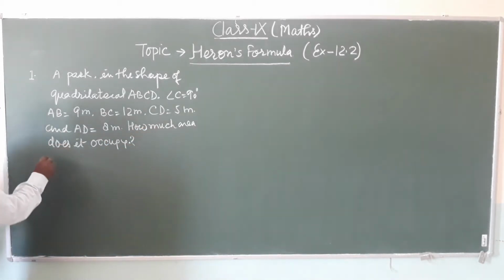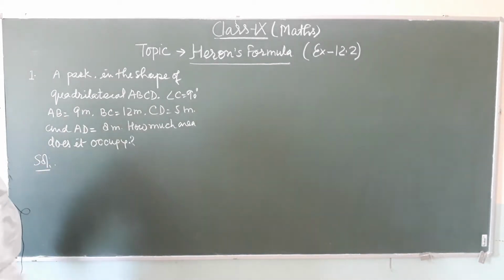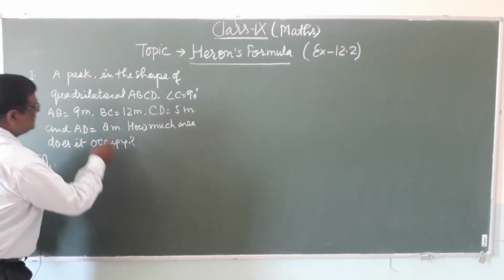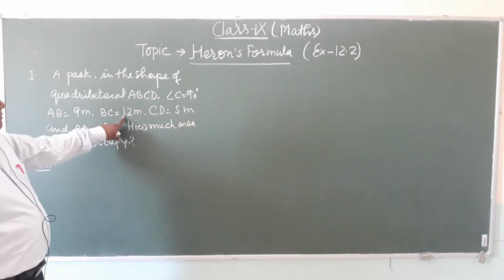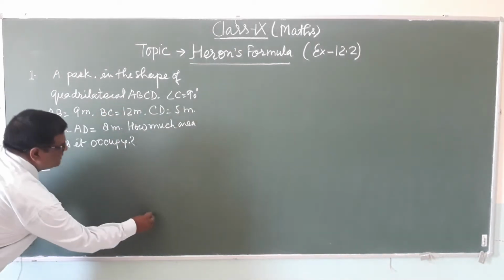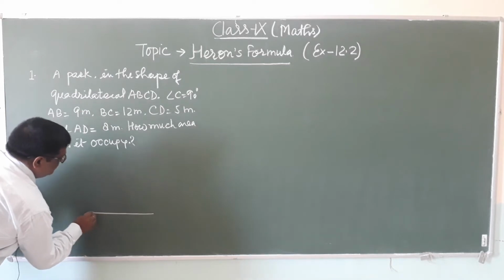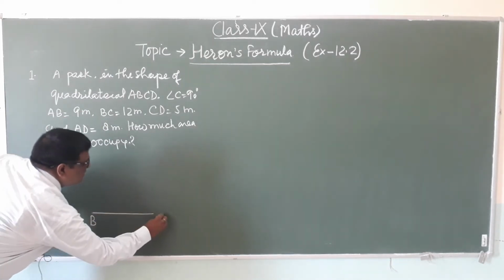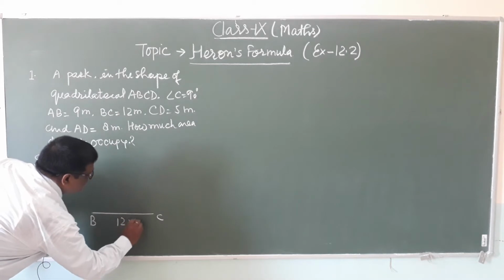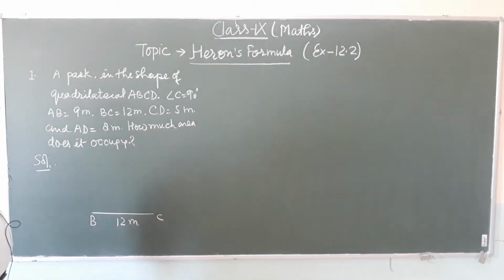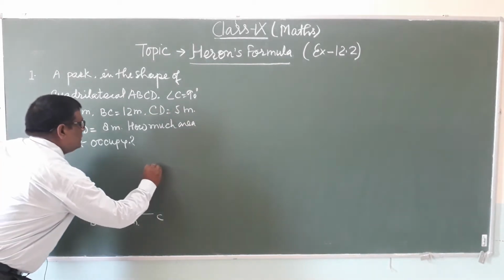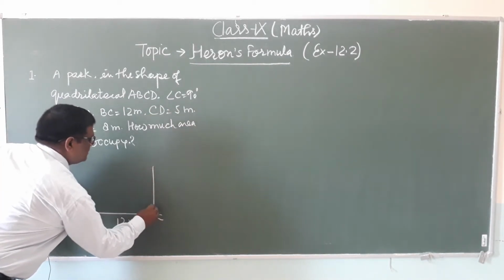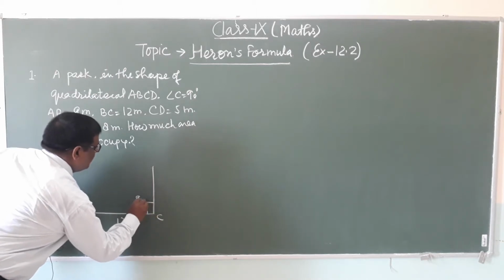Now in the solution, first of all we draw the figure, that is quadrilateral ABCD. Take AB equal to 9 meter, BC 12 meter. So first we have to take BC, that is 12 meter, and at C the angle is 90 degrees, so we have to draw it at C.